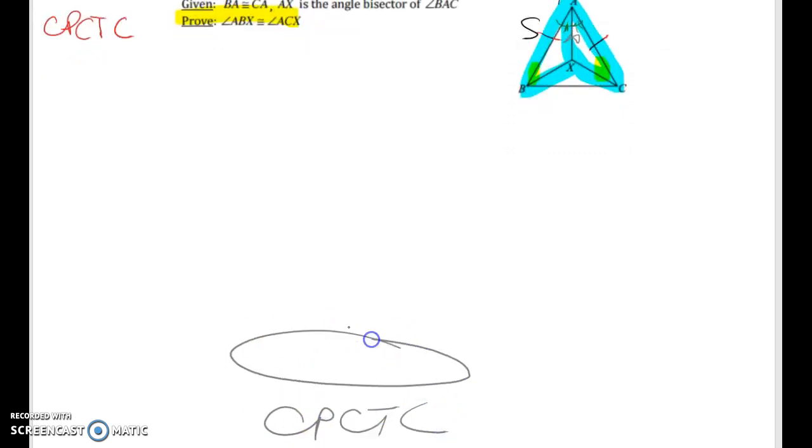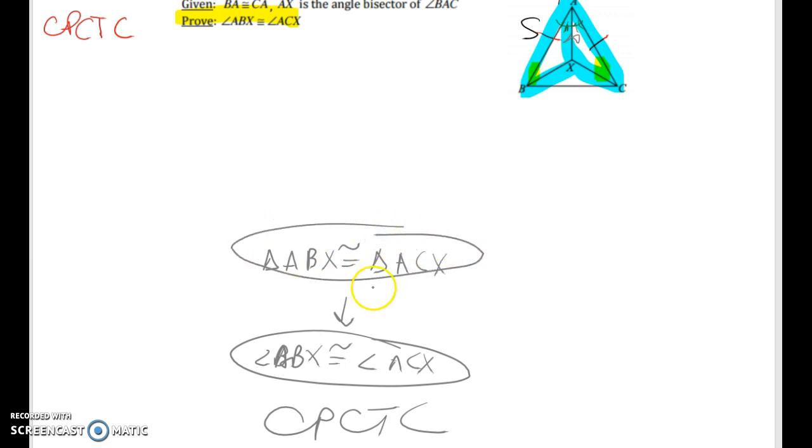CPCTC. Again, the benefit of doing this is that you can get some points. Angle ABX congruent to angle ACX by CPCTC. And the two triangles we're going to prove congruent are triangle ABX congruent to triangle ACX. And we know that we're going to use side, angle, side for that.